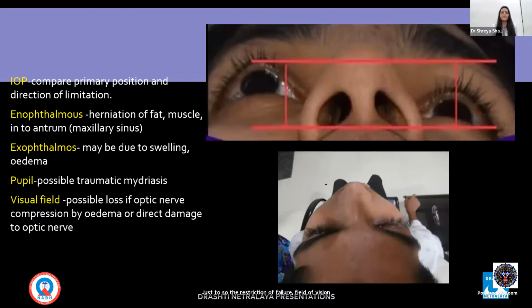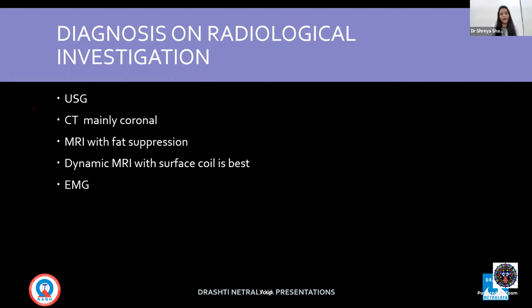You need to measure whether there is exophthalmos or enophthalmos, and intraocular pressure. Specifically, a gaze-specific intraocular pressure rise can happen in blowout fracture. Pupil you need to examine, and visual field. Along with that, we have to support with radiological investigations like ultrasonography, CT, mainly coronal, and MRI with fat suppression.